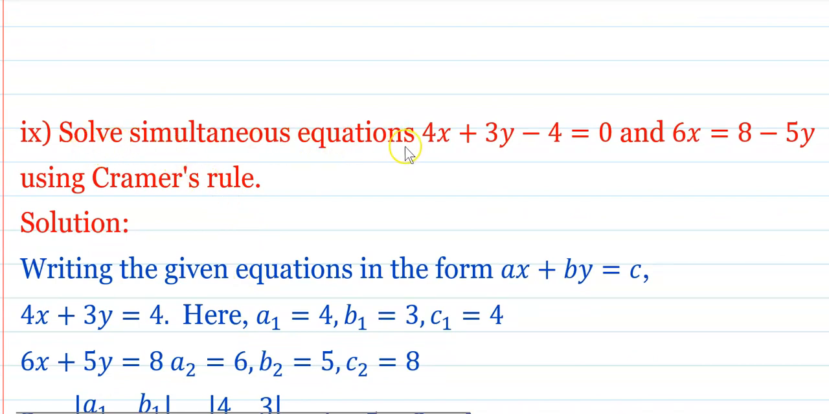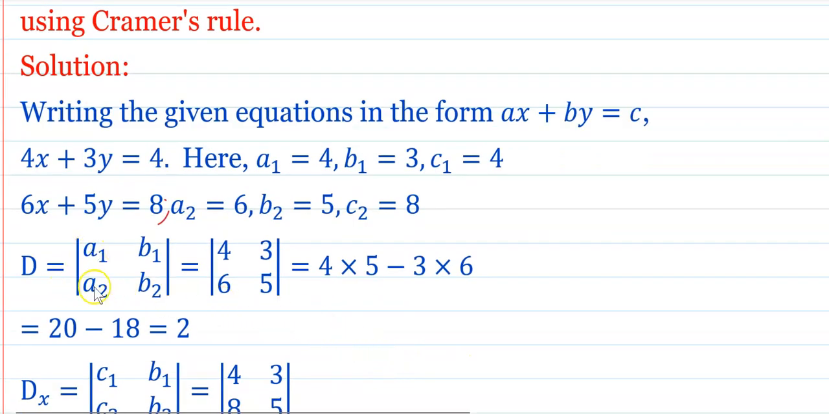Solve the simultaneous equations 4x plus 3y minus 4 is equal to 0 and 6x is equal to 8 minus 5y by using Cramer's rule. Okay. Writing the given equations in the form ax plus by is equal to c. First equation is as it is, that is 4x plus 3y is equal to 4. Here a1 is 4, b1 is 3, c1 is 4. 6x plus 5y is equal to 8. Then you will get a2 is 6, b2 is 5, c2 is 8.